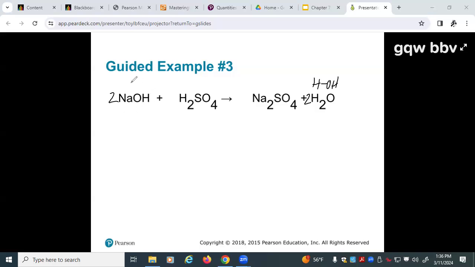Sodium hydroxide is a strong base. As a strong base, it's going to break apart completely. How does it break apart? Well, it's going to break apart into the sodium ion and the hydroxide ion. And I'm going to have 2 of each of those because of this coefficient of 2 on the outside.